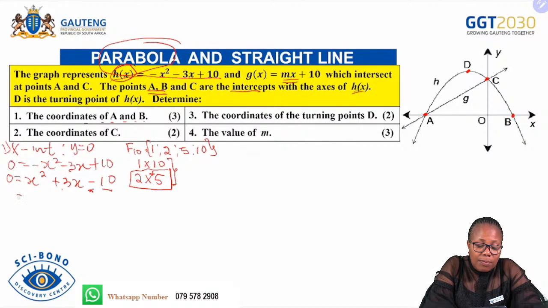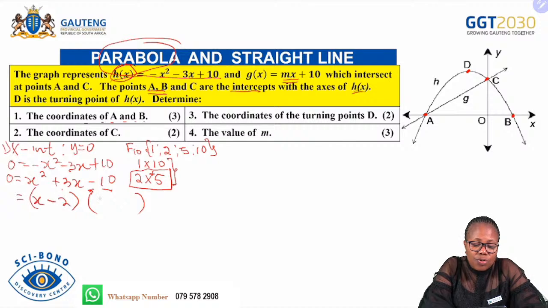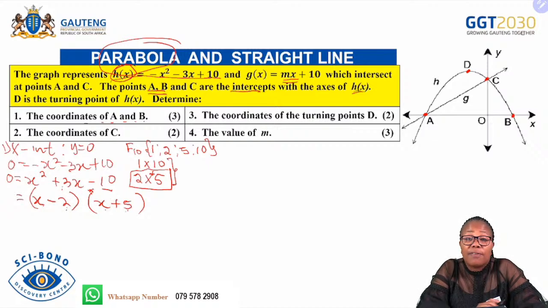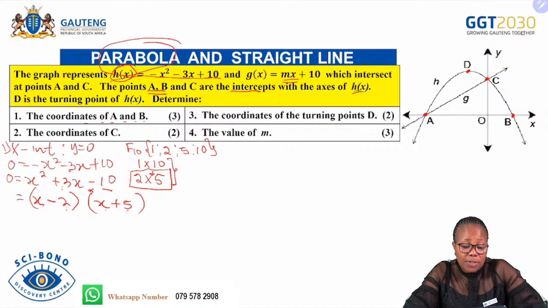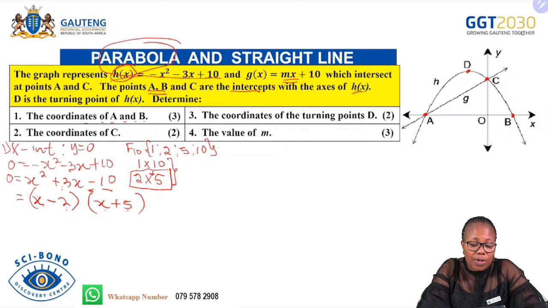All right, moving back to our trinomial factor now. We are going to have x minus 2 and x plus 5. Check. X times x, x squared. X times 5, 5x minus 2x, that is 3x, minus 2 times 5, that is minus 10. That means those factors are 100% correct. And therefore, the first bracket will give us x equals 2, or x equals minus 5.